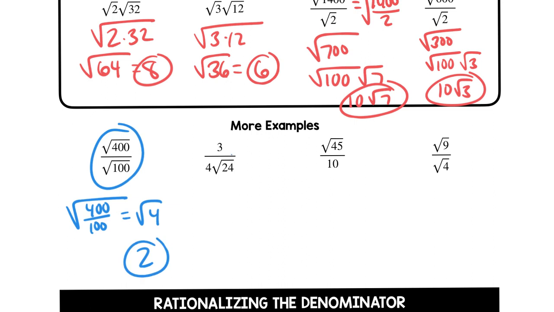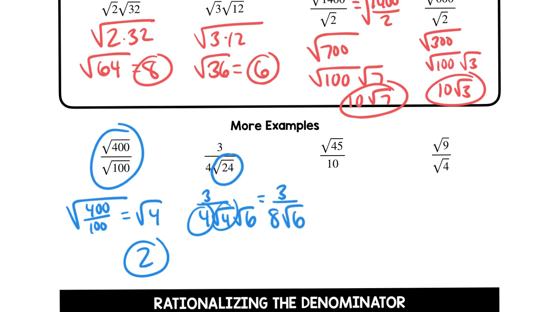The next one, you want to start by simplifying root 24. So root 24 would be root 4 root 6. So then we have 3 on the top. The bottom I have a 4 times a 2, because the square root of 4 is 2. So outside of the root I had this.